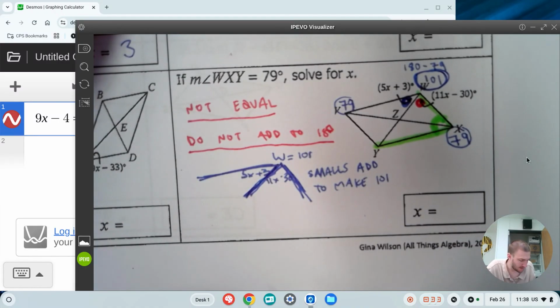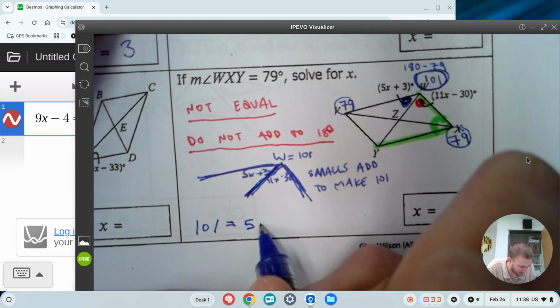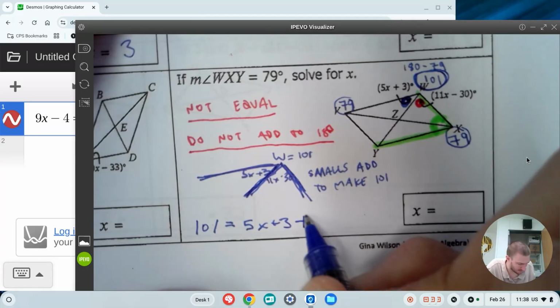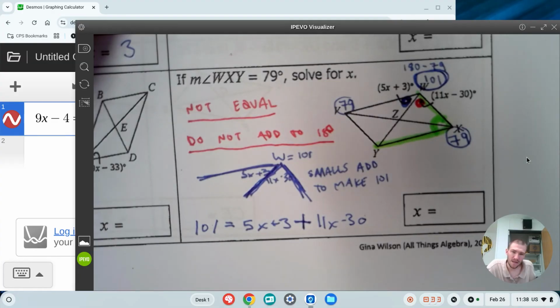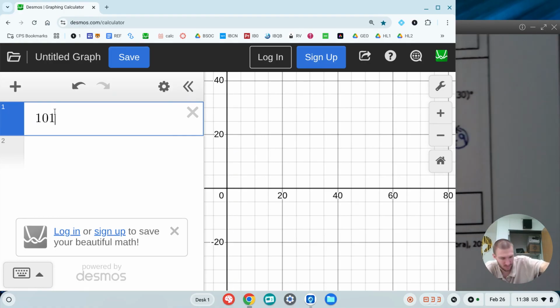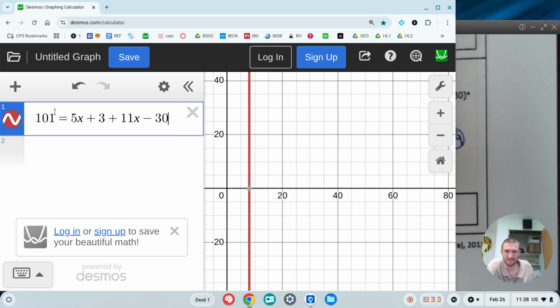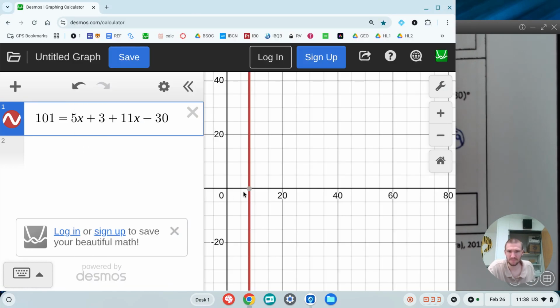It's like LOL. So we're going to have 101 is equal to 5x plus 3. That's one of the smalls. Plus 11x minus 30. So let's go to Desmos and let's type it in and let's be done with the notes. 101 equals 5x plus 3 plus 11x minus 30. 8. Oh, am I going crazy? Is that 8? 8.